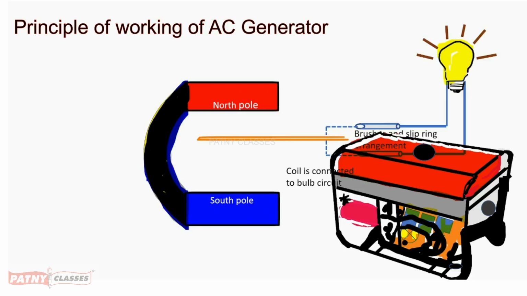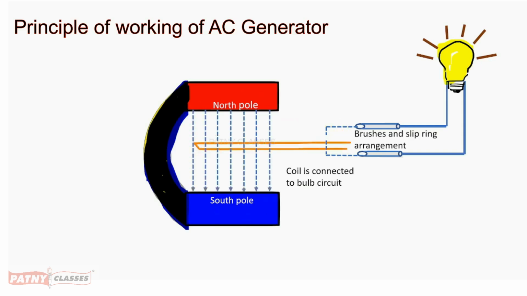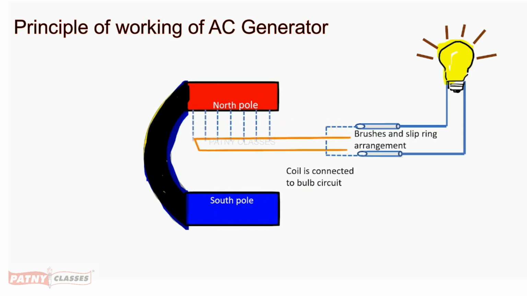This is an AC generator. This AC generator has a magnet inside and a rotating coil, similar to what is shown in this figure. Magnetic flux passes from north pole to south pole, and the coil is allowed to rotate in the magnetic field.